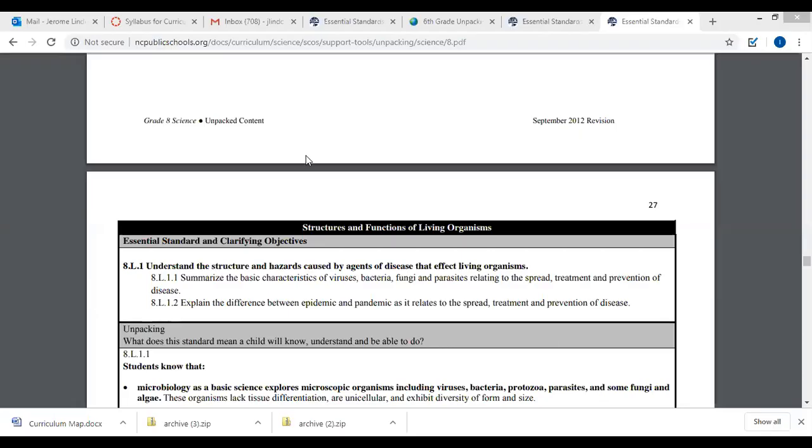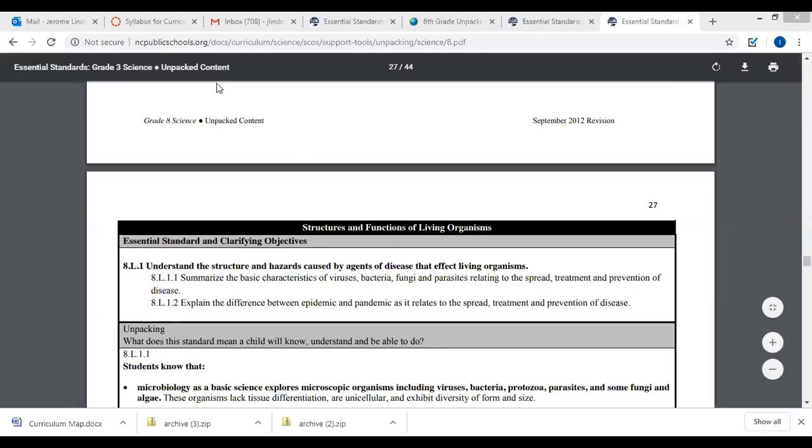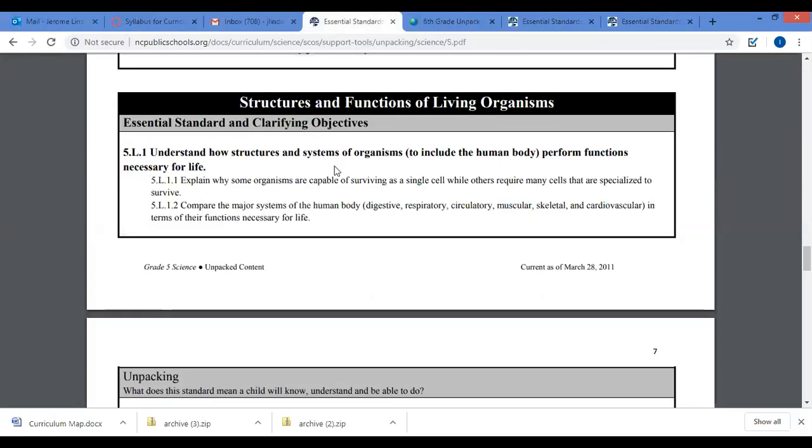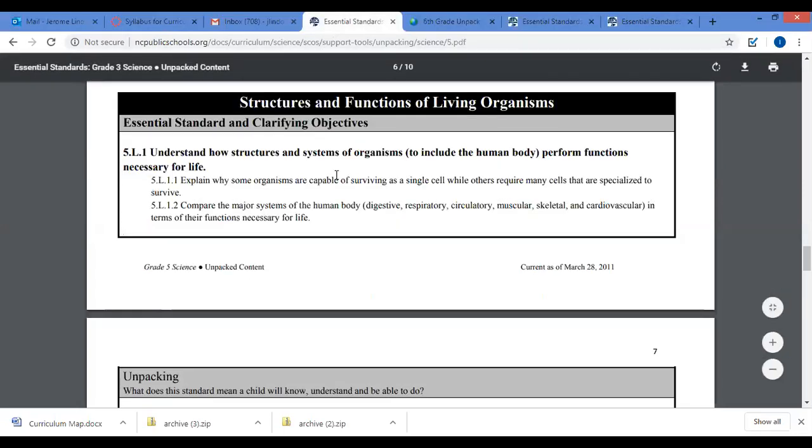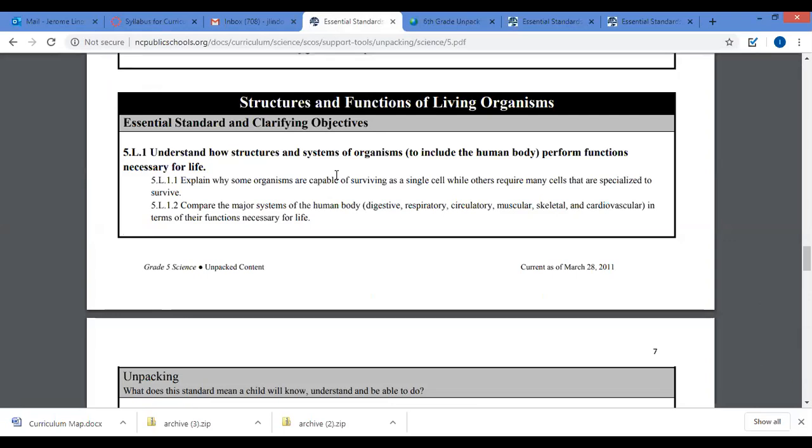Now, to kick things off, I do also want to share with you another file, and this is going back to what the state puts out as the standards that we do need to cover. Starting with fifth grade, like I said, it's mentioned through fifth through eighth grade. Fifth grade does talk about cells and it does talk about the body and the different systems that are there, but it does not go too far in depth.